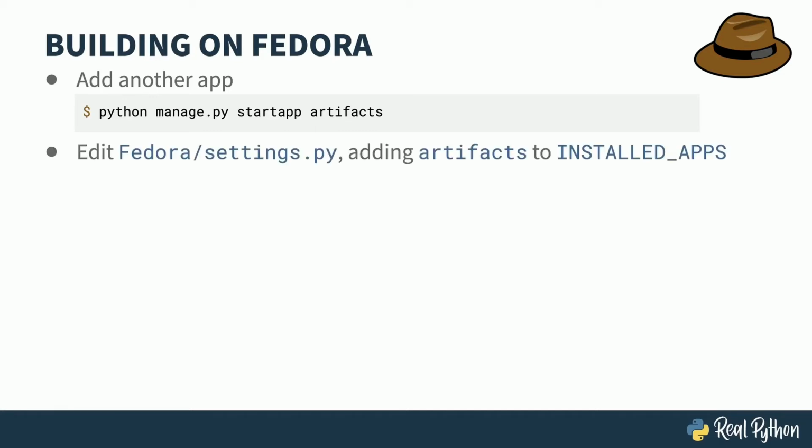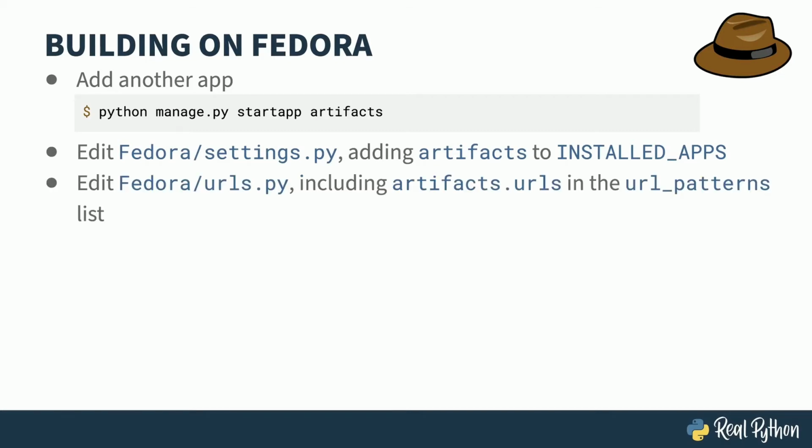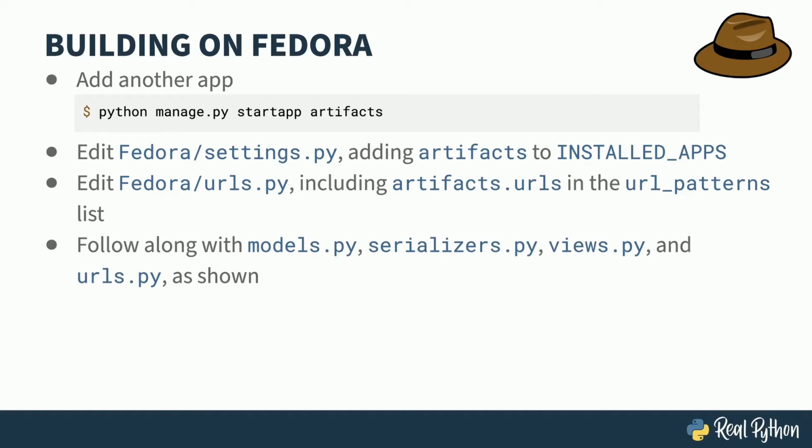I'm going to have to edit the settings.py file, adding artifacts to the installed apps list. I'm going to have to edit the Fedora URLs file to add the artifacts URLs file in the URLs pattern list. And then for the rest of this lesson, I'm going to show you the contents of models.py, serializers.py, views.py, and urls.py. You can code along with me as I go.